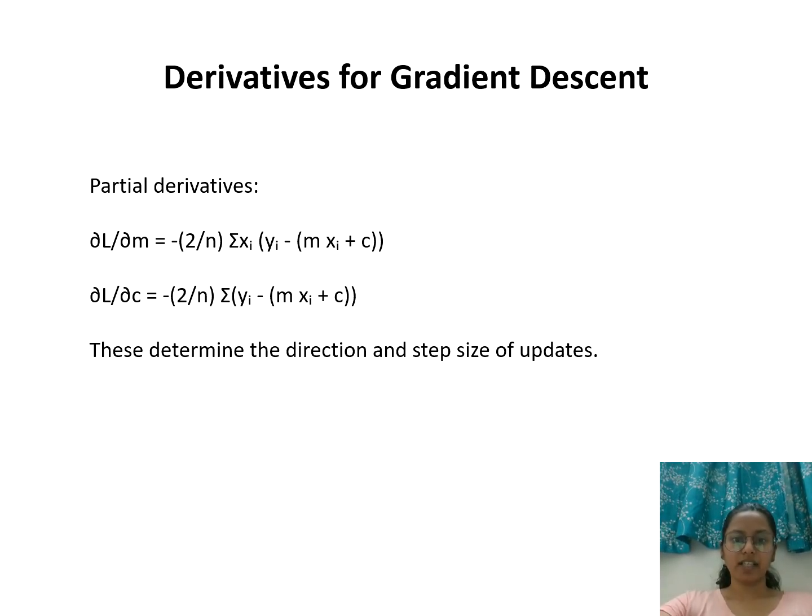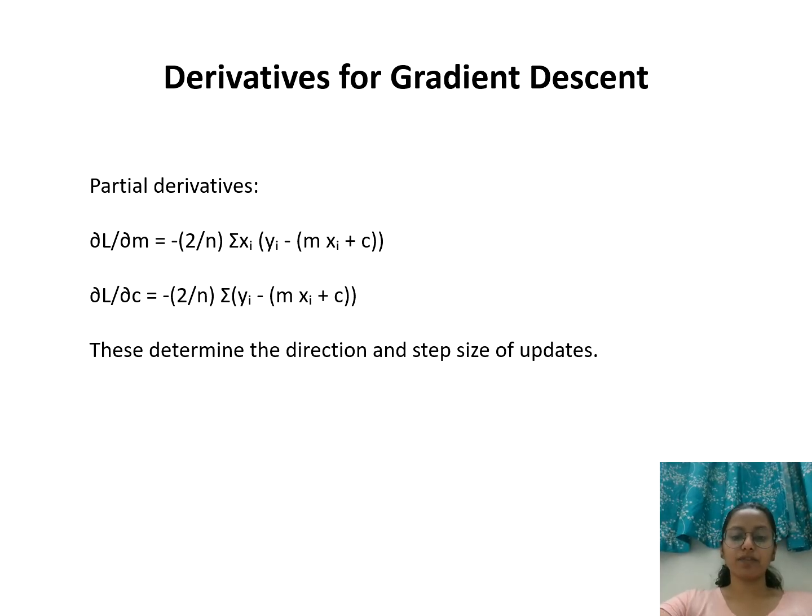Now, to understand how gradient descent actually decides which direction to move, we use a concept from calculus, derivatives. The derivative simply tells us how much the loss function changes when we slightly change a parameter, like m or c. Think of it this way. If the slope of the curve is steep, it means we're far from the minimum and need to take a bigger step. But if the slope is gentle or almost flat, it means we're getting close to the minimum and we should slow down our steps.